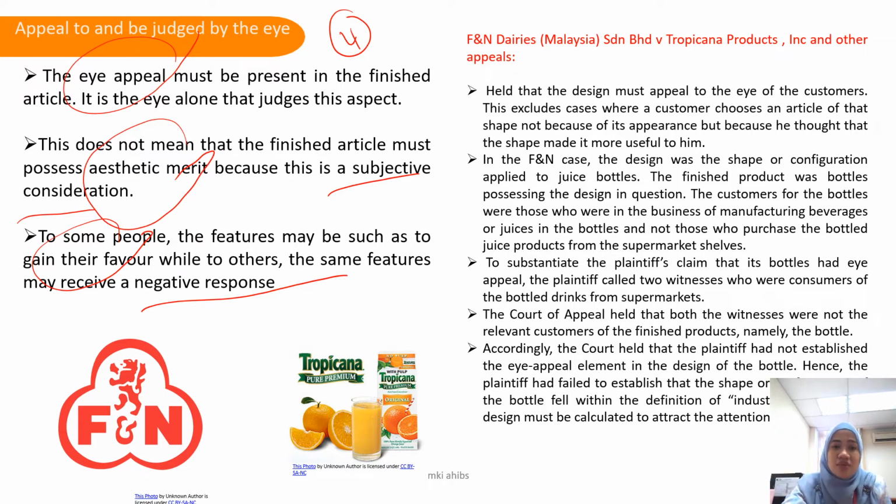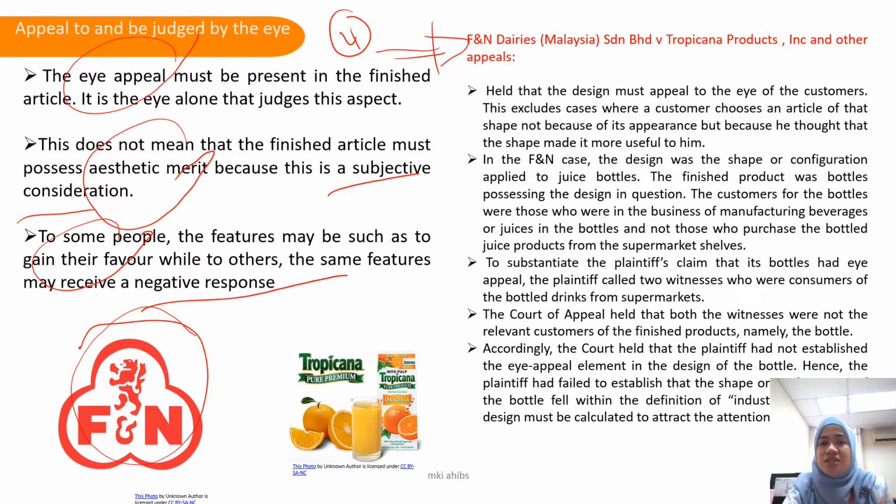Okay, we may take a look at the case of F&N Diaries and Tropicana product. Please pay attention to this case because this is actually a landmark case with regards to ID lah. So what happened in this case is that one of the issues discussed is the product, the juice bottle. This is actually a juice bottle between F&N and Tropicana. Later I'll show you the design of the bottle.